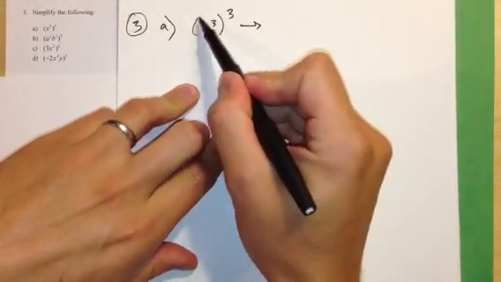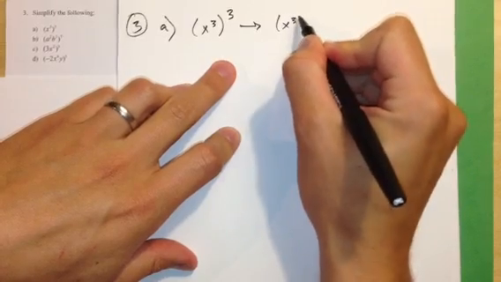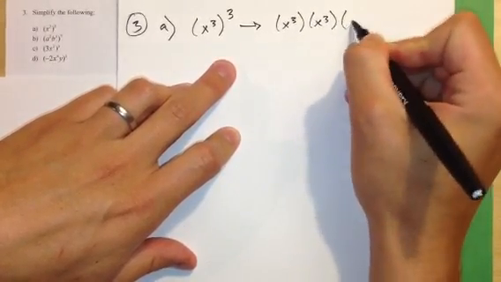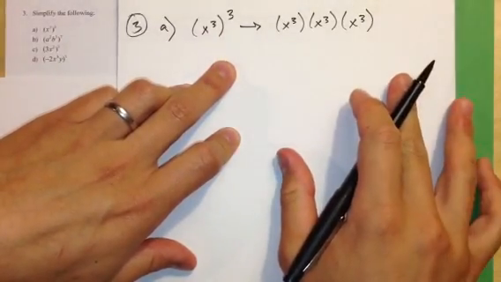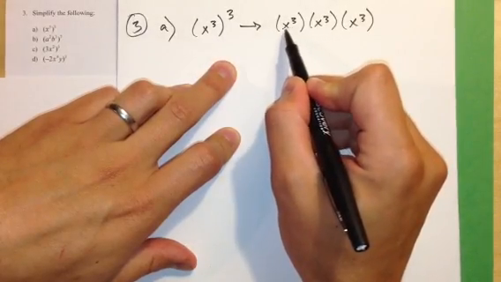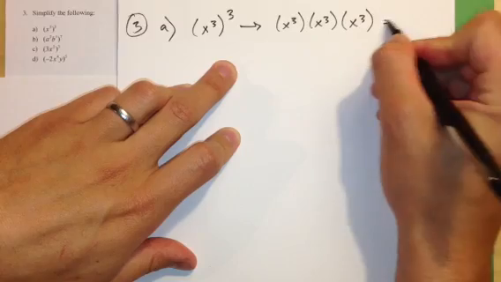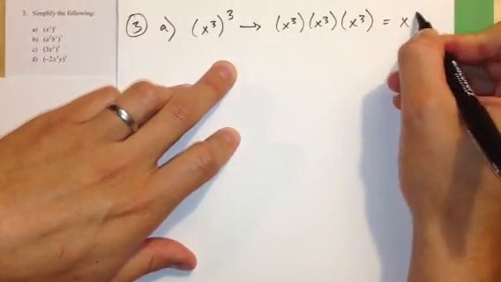When we see this expression to the third power, what that means is x to the third 3 times. X to the third times x to the third. And we know, based on our product rule, variables that have the same base, when we're multiplying, you just add the exponents. So this simplified version would be x, 3 plus 3 plus 3 is x to the 9th.